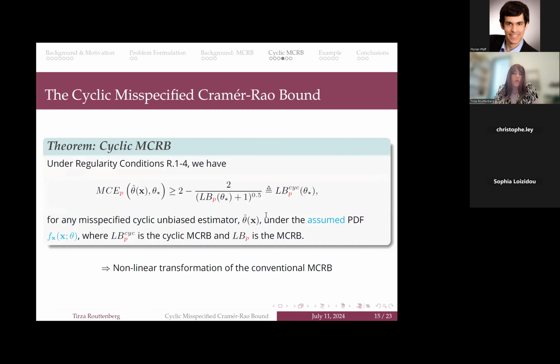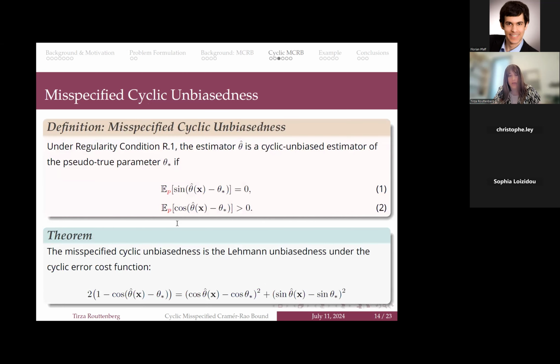The second step was to develop the bound. And again, the Cramér-Rao lower bound is a lower bound on any unbiased estimator in the general case. In our case, we obtain a lower bound on the MCE, the average cyclic error, evaluated at theta star, so at the pseudo-true parameter. And this is a lower bound on any misspecified cyclic unbiased estimator. Okay, so any estimator that satisfies these two conditions.